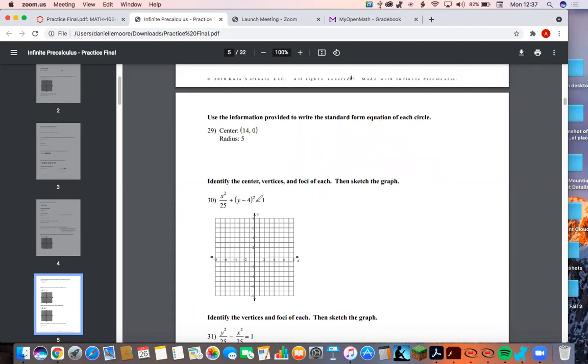Identify center and all these things. We have an ellipse going on here because it's an x squared and a y squared. The x part is squared and the y part is squared. It's kind of a funny looking ellipse, so we'll make sure that we emphasize this well. And it's a plus in between, and that's how we know it's an ellipse and not a hyperbola or something. There's nothing negative involved.